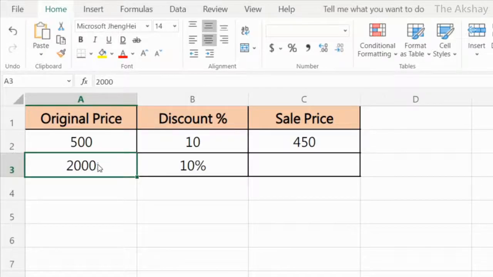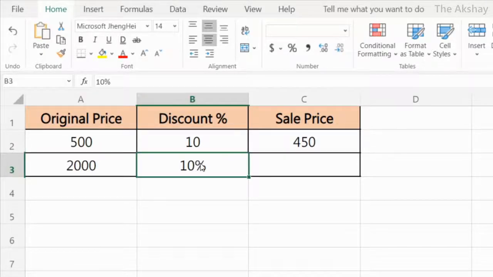In this case we have a 2000 original price and a 10% discount, but here we have the percentage symbol after 10, but here it is only 10 because I have applied percentage format to this cell. If I change it to General, see, the actual cell value is 0.1.